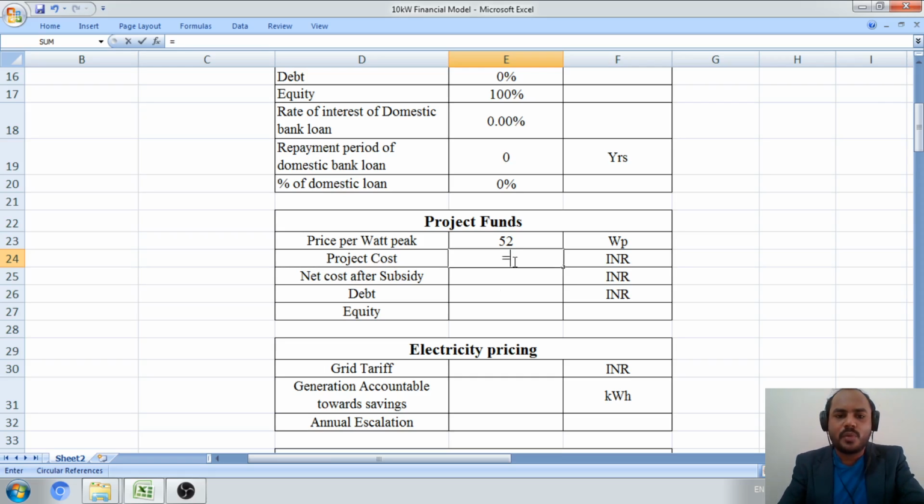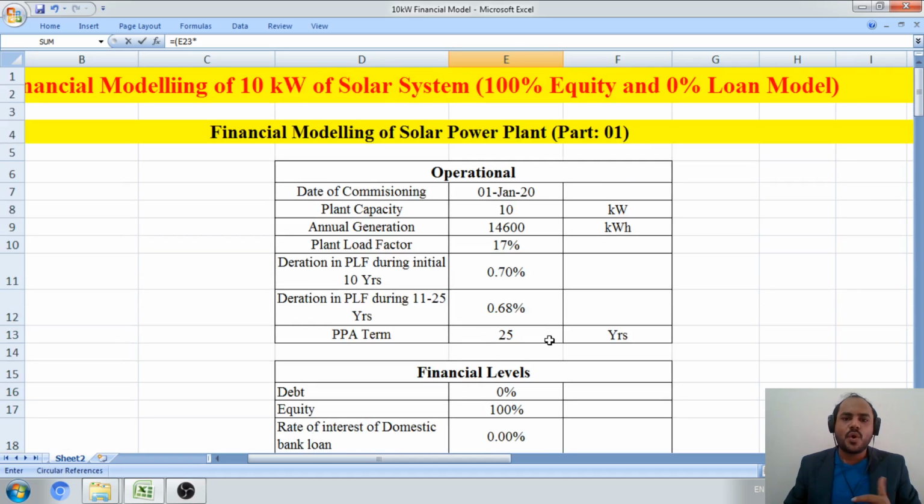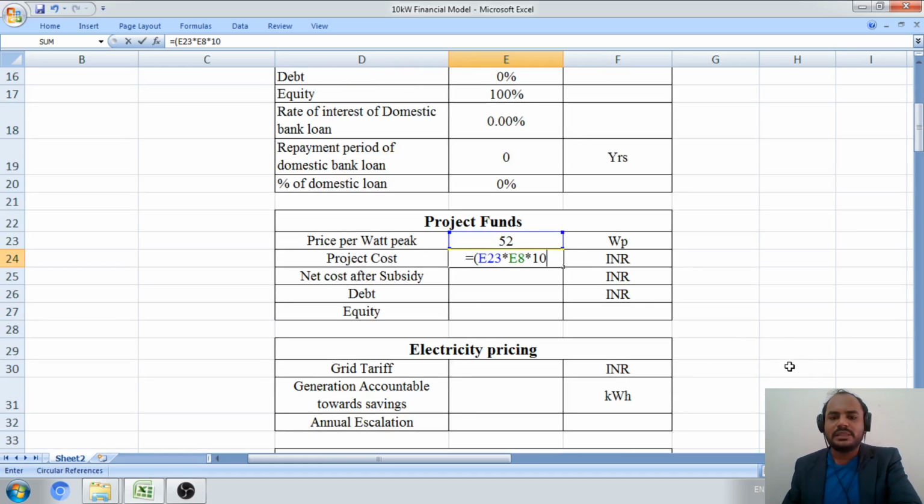Project cost is the rupees per watt peak of installation. We select this particular cell and multiply by the capacity of the solar power plant. We go to step number 1, the plant capacity of 10 kilowatt, multiplied by 1000. We multiply by 1000 because we have to convert the 10 kilowatt term into watts. After this calculation, we know the overall project cost, or the overall equity investment, is 5,20,000 rupees to install the 10 kilowatt solar project over the consumer rooftop area.